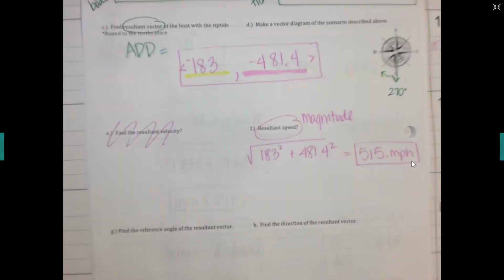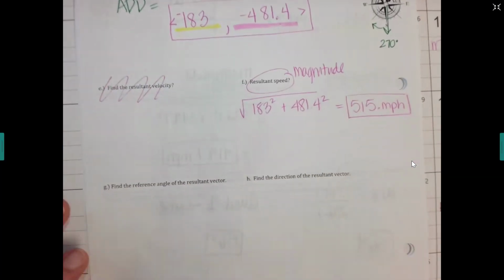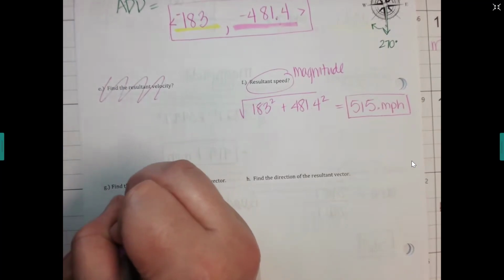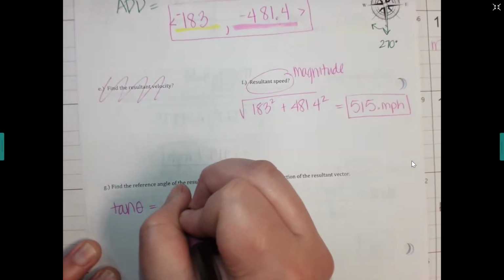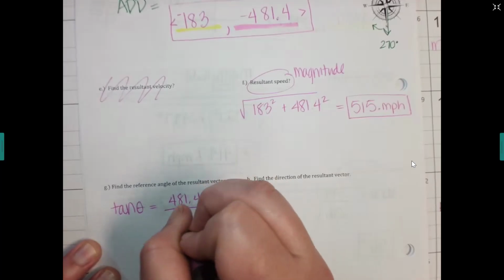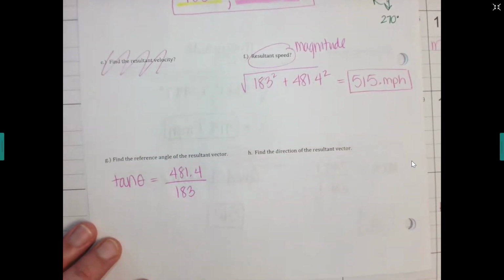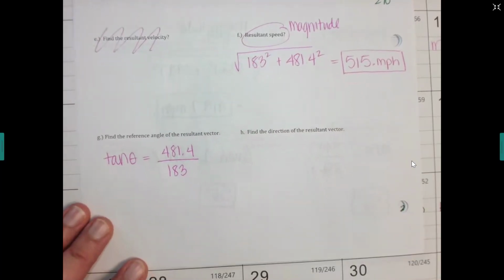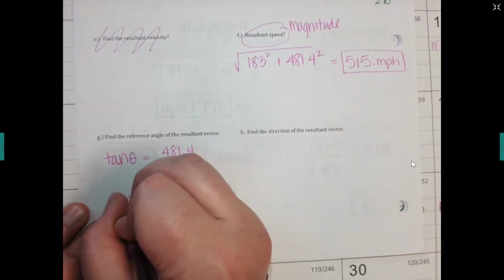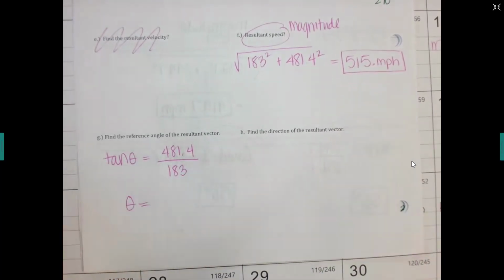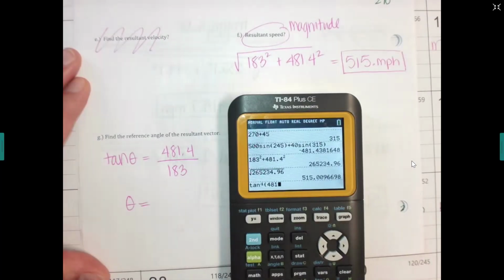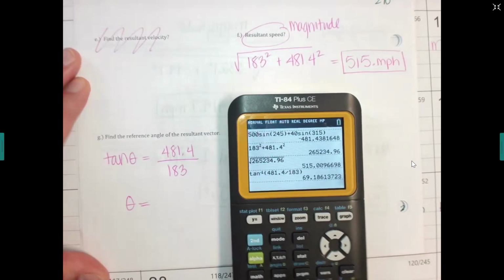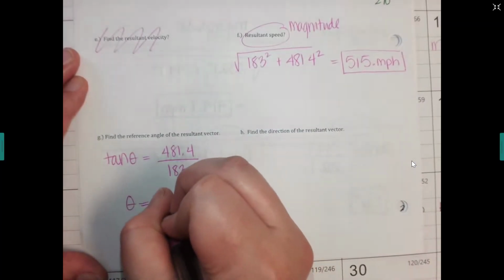Yes. Okay, next two, we want the reference angle. Tan theta equals y over x. In this case, that's 481.4 over 183. Then remember in the calculator, you're going to second tan that. Round it off to a whole number. And I got 69 degrees.